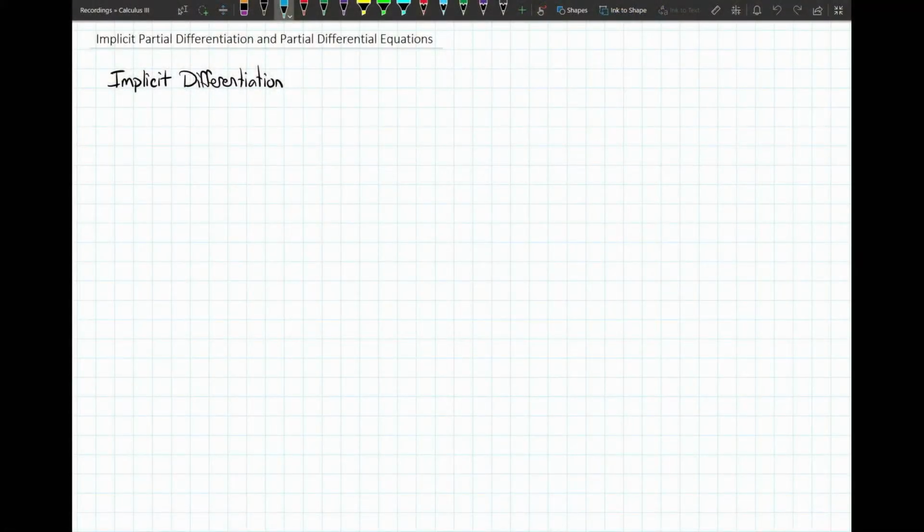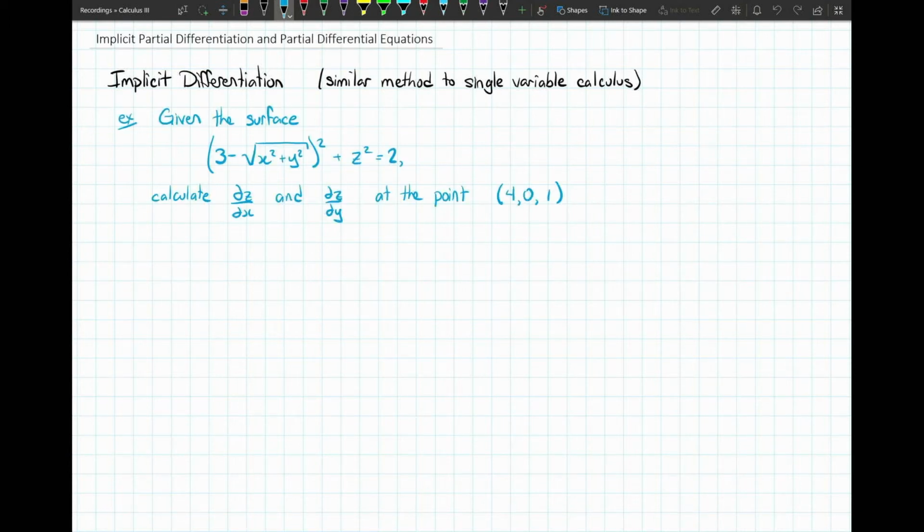Let's start with implicit differentiation. In this case, implicit differentiation is going to be a very similar method to what we use in single variable calculus. Let's take a look at an example. We're typically going to have a relationship between three or more variables here in the form of an equation. In this case, we have an equation relating x, y, and z. Since we have three variables, this could be represented as a surface in 3 dimensions. And I won't tell you exactly what that surface looks like right now, but we'll take a look at it a little bit later in Maple.